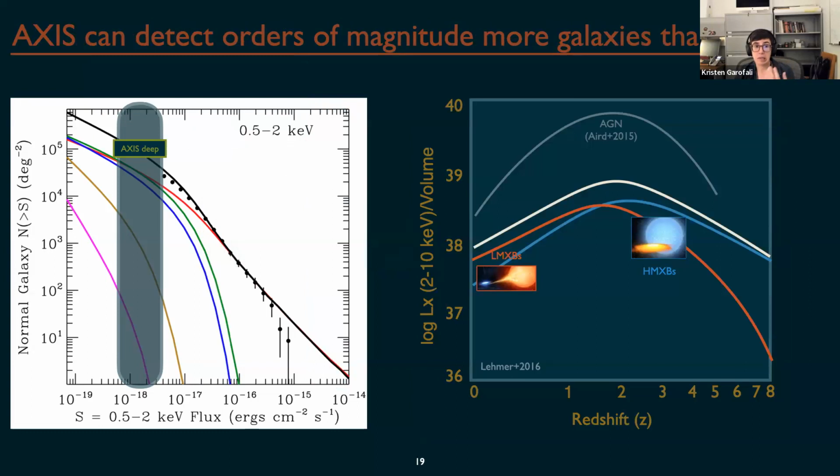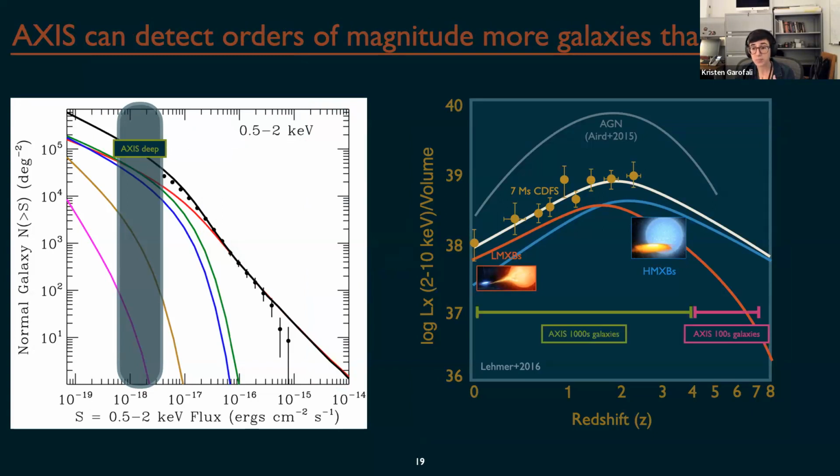So what does this mean in practice? It means that AXIS could actually detect orders of magnitude more galaxies than we got from the Chandra deep fields. The gold points are the 7 megasecond deep field constraints that we have, showing again how we can probe up to about redshift 3. That was our stacking of galaxies near the center of the field.